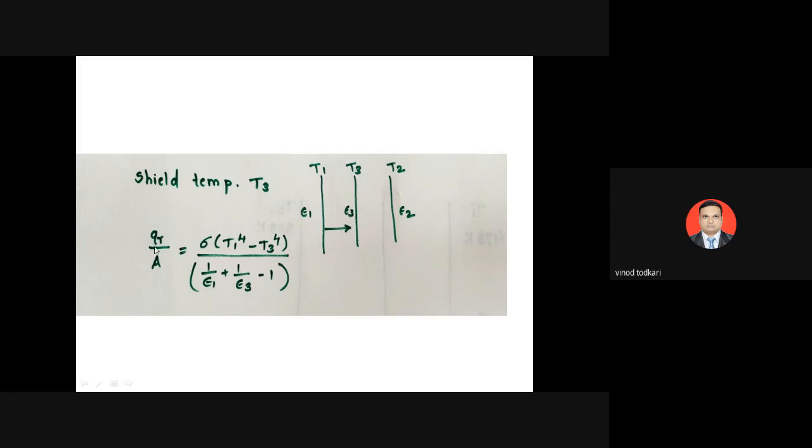Now see, in this case, this QR upon A you have already calculated. You know the value of epsilon 1 and epsilon 3. You know the value of sigma. You know the value of T1. So you can calculate T3. How can I cross check my answer? Similarly, I can use the formula that heat is flowing between 3 and 2. So what equation can I write? QR upon A is equal to sigma into bracket T3 raised to 4 minus T2 raised to 4 divided by 1 upon epsilon 3 plus 1 upon epsilon 2 minus 1. Simply if I use that formula, by that also I can calculate T3. So in these numericals also you can cross check your answers.